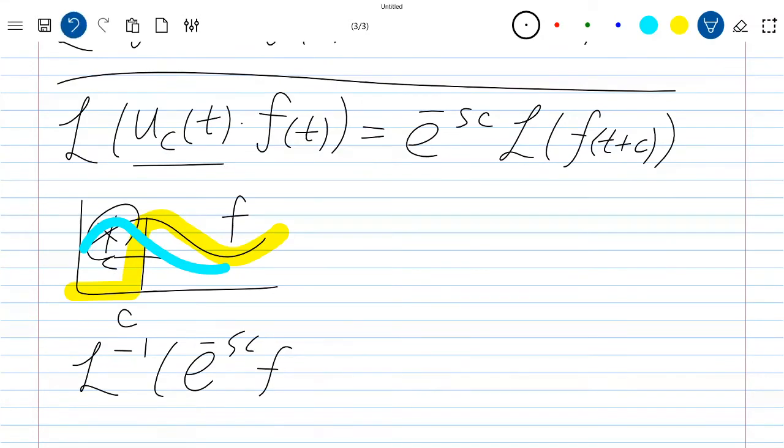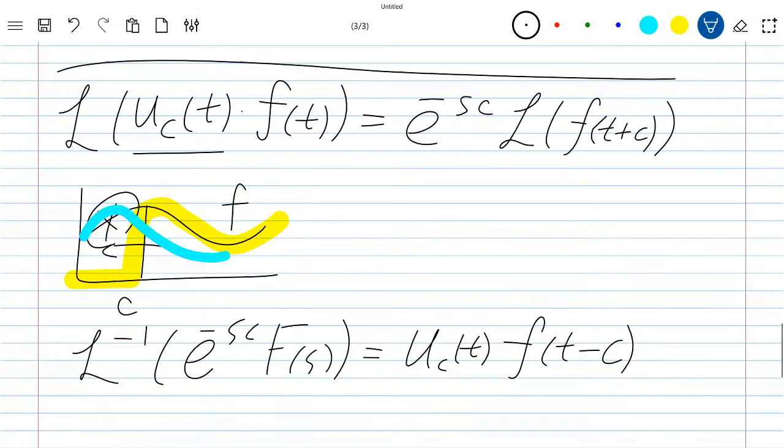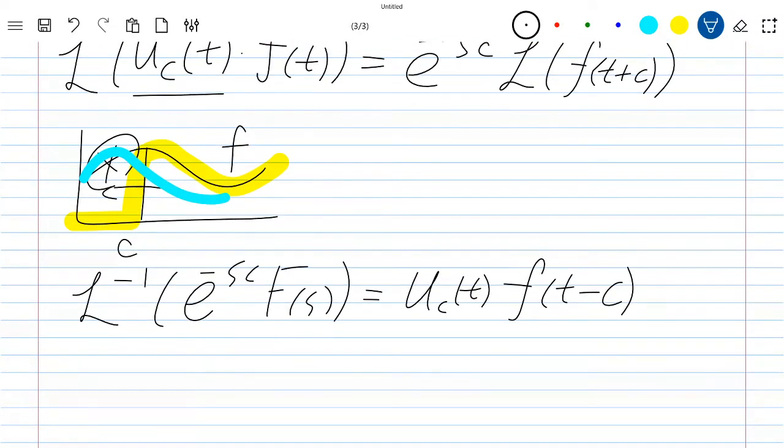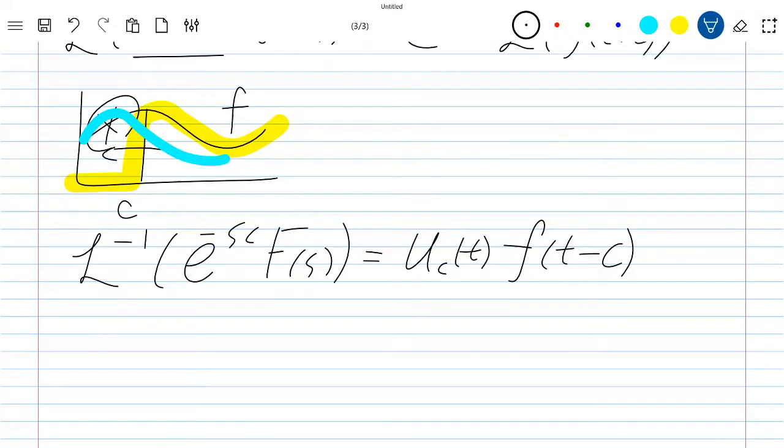On the other hand, if you are doing the inverse transform, then you will recover the step function, but you have to move your function to the right to undo what we did over there. All right, so this is a pair of formulas that you use to find the solution involving a step function.